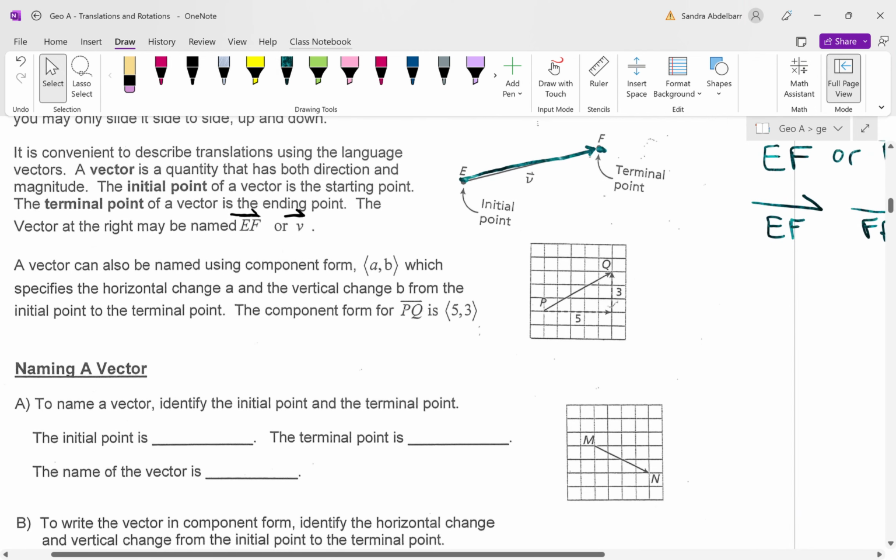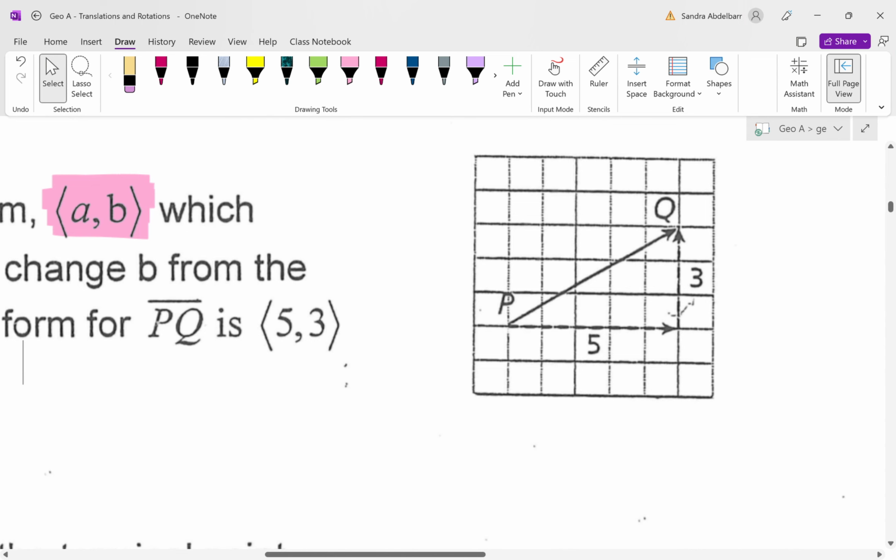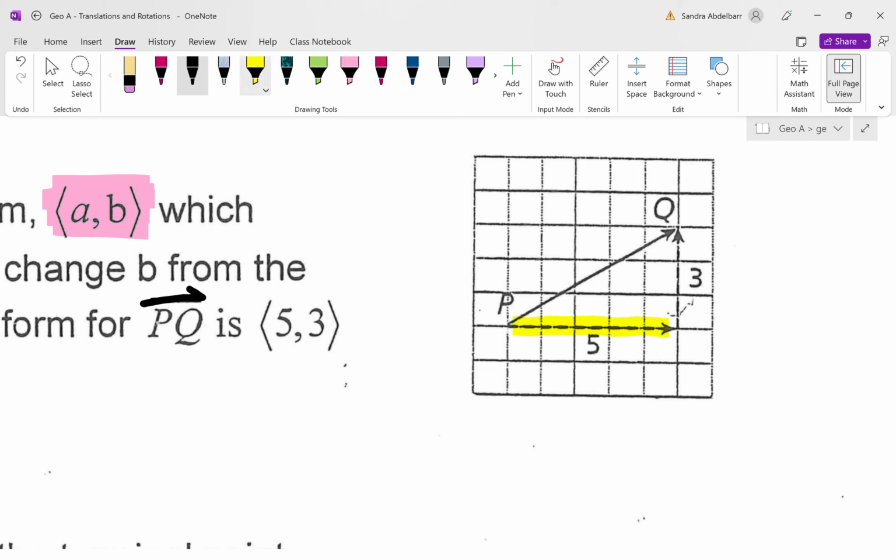All right, a vector can also be named using components. Components are sort of like little triangle brackets and then two units of measurement. So for example, if we're looking at the diagram to the right, if I'm looking at vector PQ, we're saying to get from P to Q, I'm going to move horizontally 5 units, but then I'm going to move up 3 units. So that's what the component form tells us. The first one tells us the direction we're moving in x. The second one tells us the direction we're moving in y.